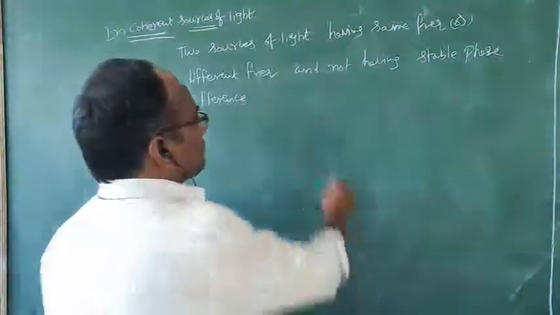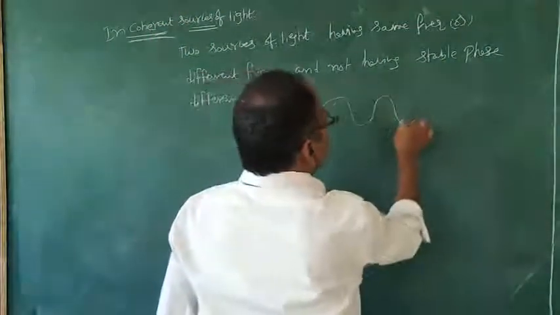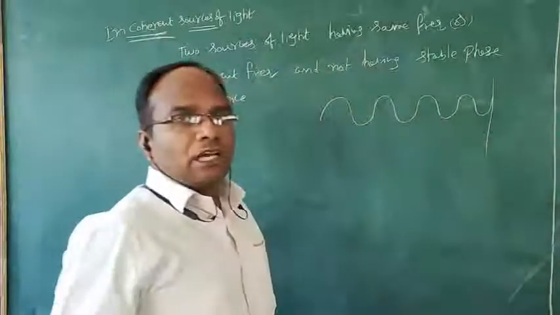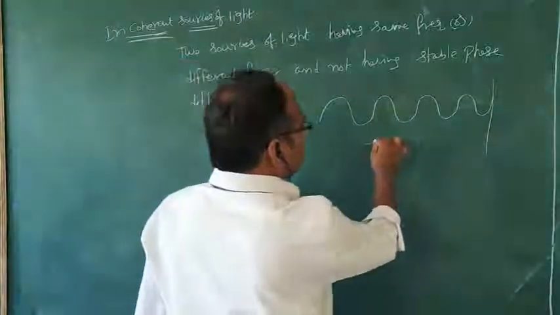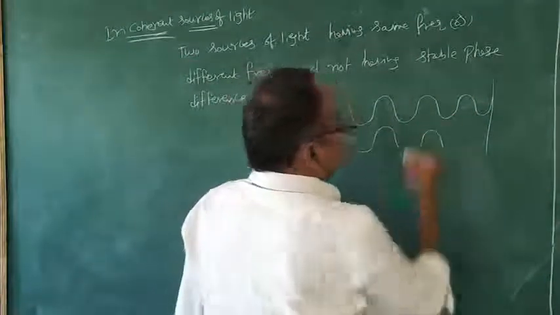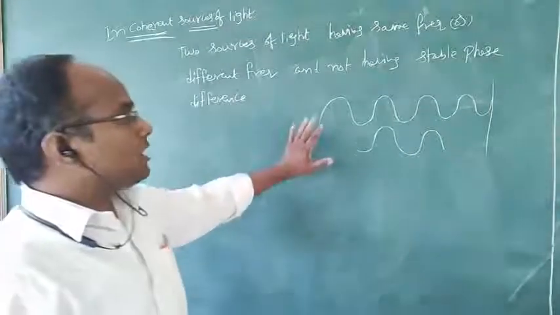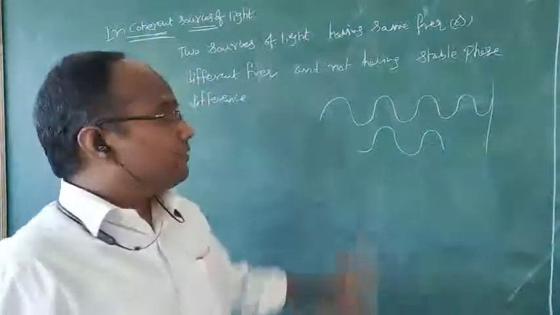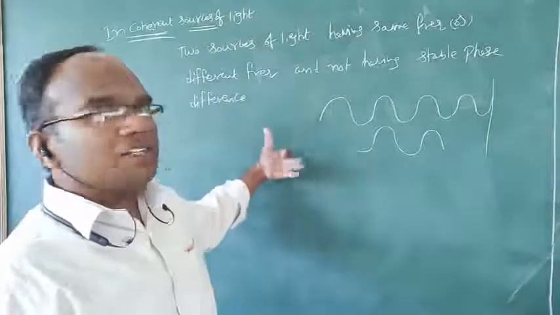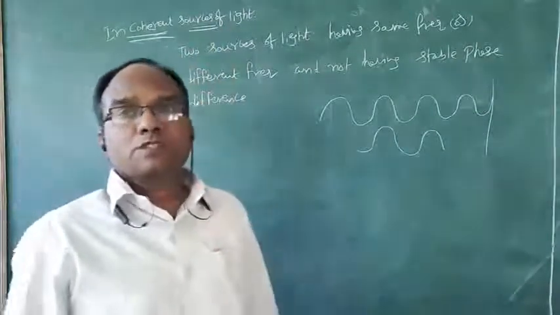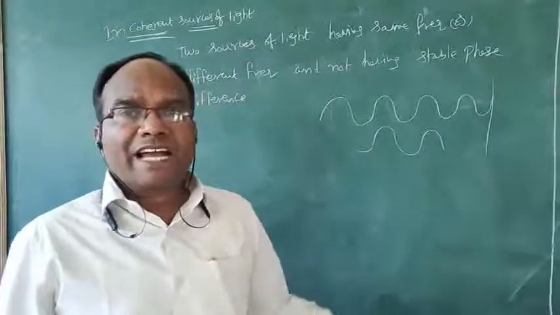So what is the meaning of this? The wave is passing like this, up to here. Another wave starts the same way, but it stops up to here. What is the meaning of this? It is not having a stable phase difference. Therefore, that is nothing but an incoherent source of light.